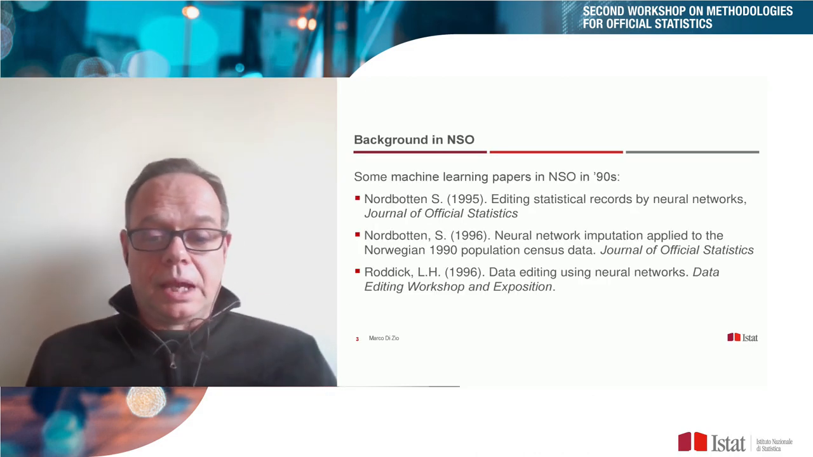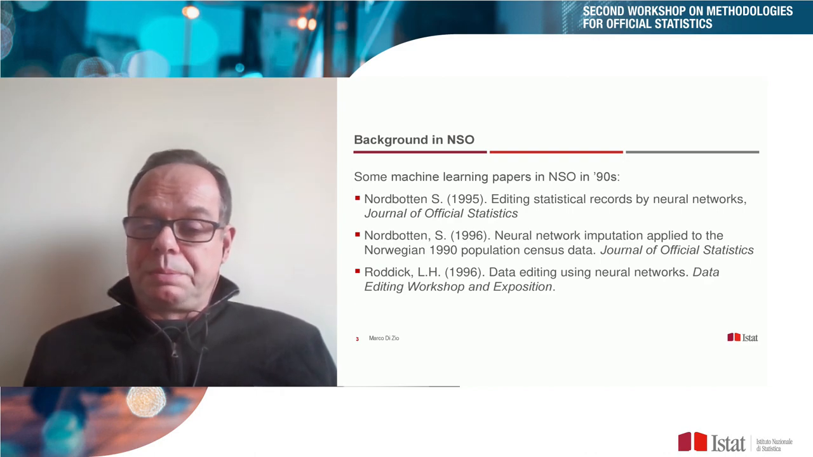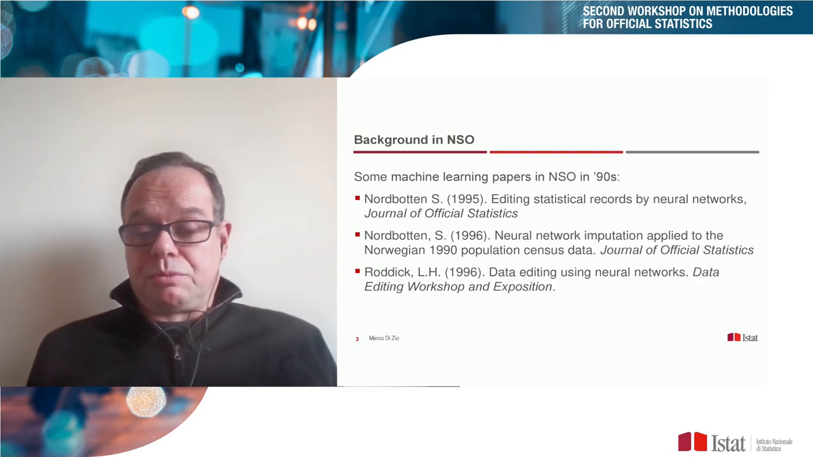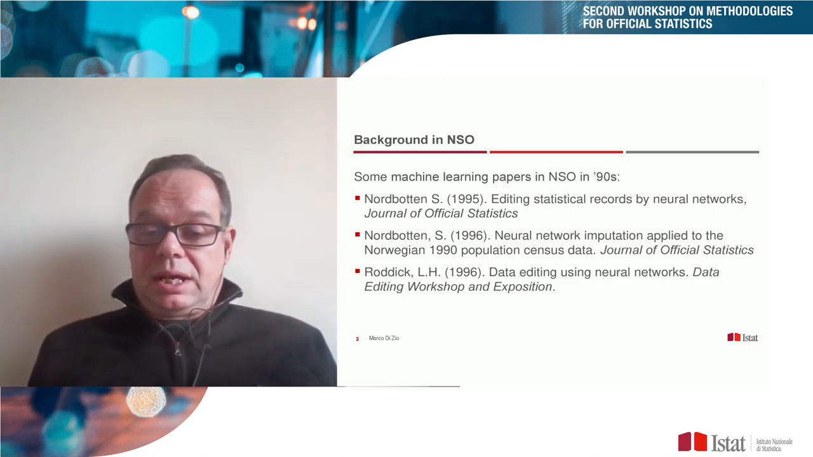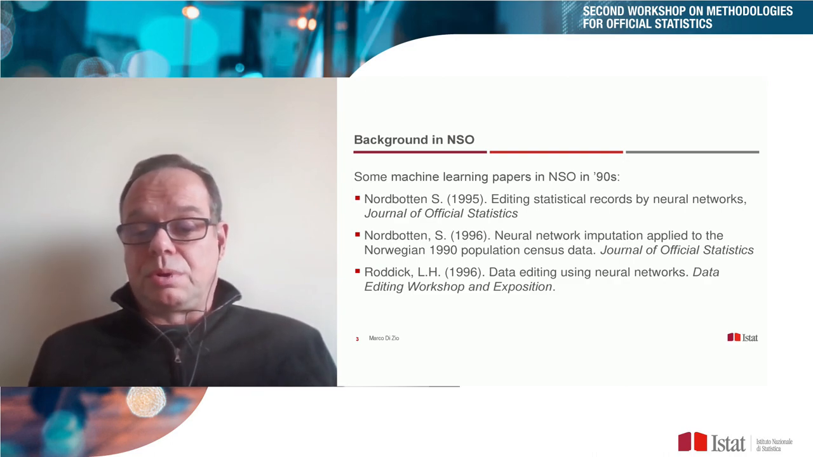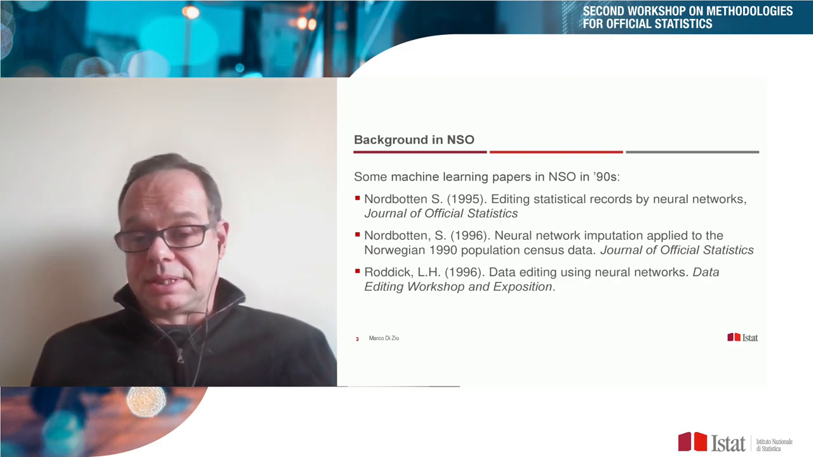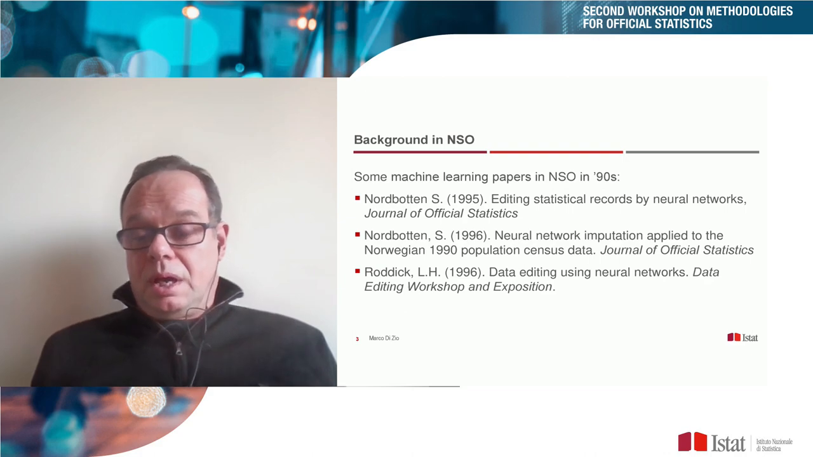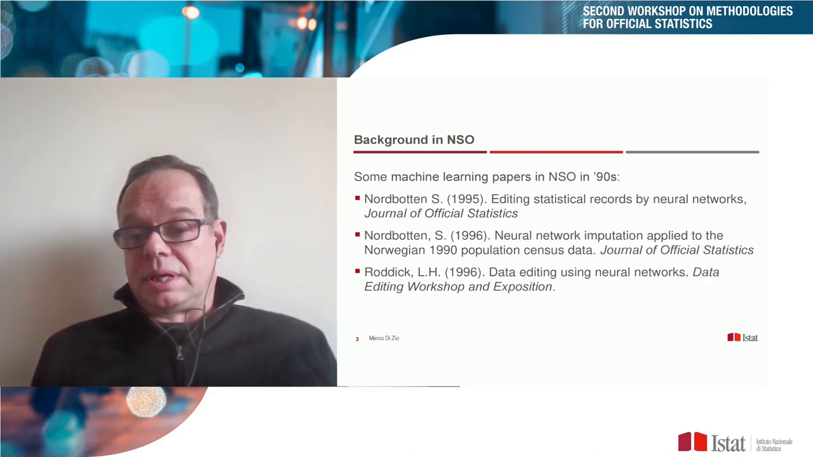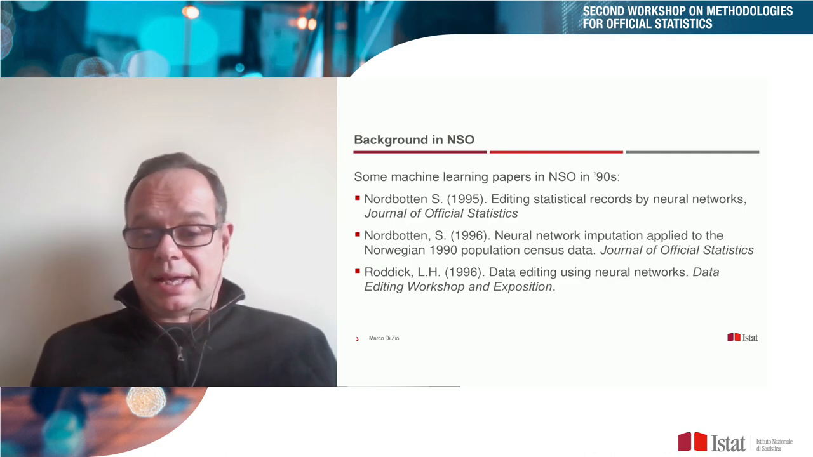I like to introduce these first studies because sometimes when I go to conferences and listen to people talking about machine learning in official statistics, it seems that nothing was done before. So I like to remind these two papers where we started from. They are about the use of neural networks for editing and imputation. These are classical problems. They had nice ideas, but ended up saying that there were problems with scaling up the methods to the dimension of big surveys at that time.